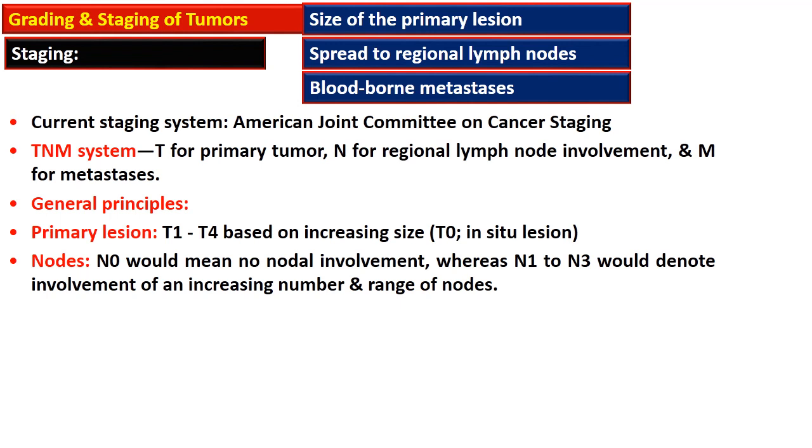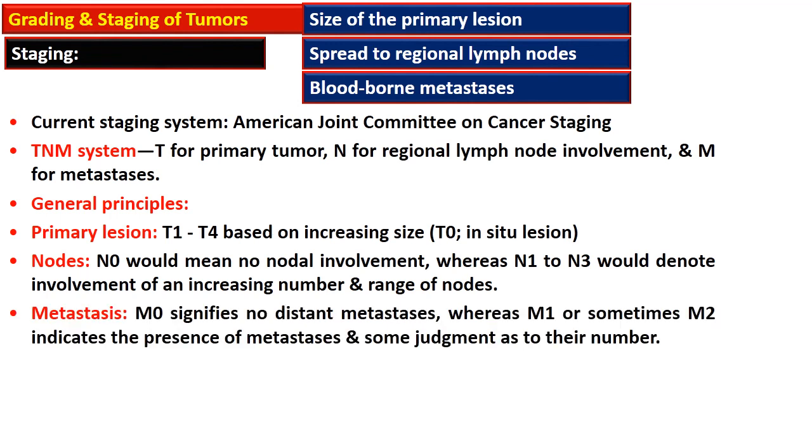For nodes, N is used, and N0 would mean no nodal involvement, while N1 to N3 would denote involvement of an increasing number and range of nodes. M0 signifies no distant metastasis, whereas M1 or M2 sometimes indicate the presence of metastasis and some judgment as to their number.